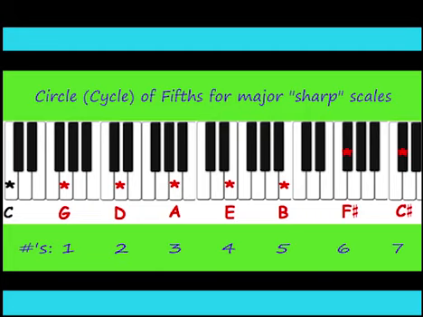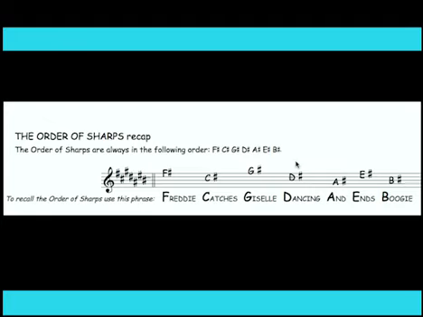Now let's work backwards. If someone said, what does the key of B major have? Well, you go half step below B, and we have A sharp, and we know it would have 5 sharps. And that's as simple as that.